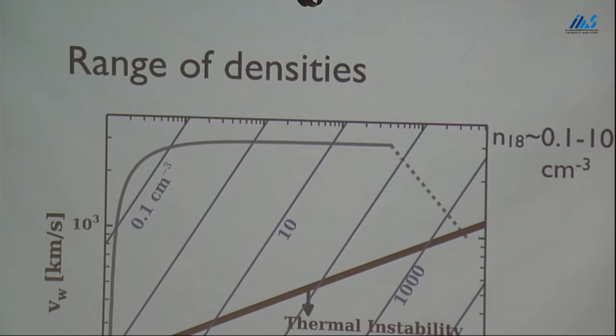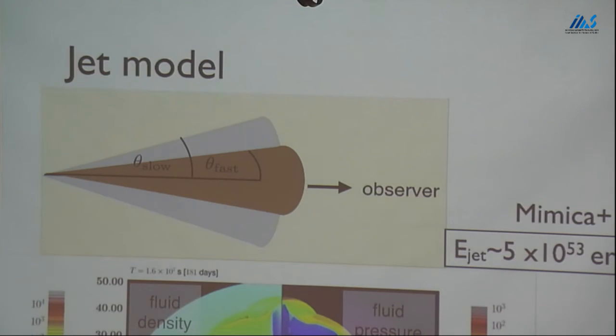So now, why did I do all this work? We want to see if we could hide jets. So now we're going to take a jet model. This is a model that was used to fit the radio data for the Swift 1644 event, and we fix the jet properties to be the same. I'm going to gloss over the details.